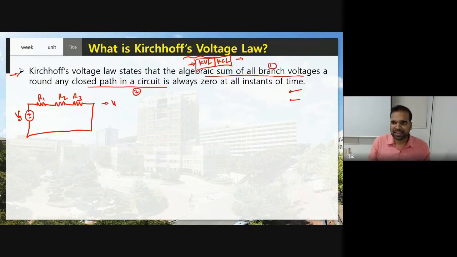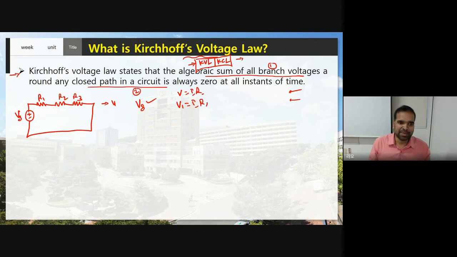Can we find the branch voltage for each branch? What is the voltage of this particular branch? This is the source, but consider it a branch, and its voltage is Vs. Now we have R1. Can you find the voltage drop across this branch? As per Ohm's law, V equals IR, you can find the voltage drop at R1. So V1 equals I R1.